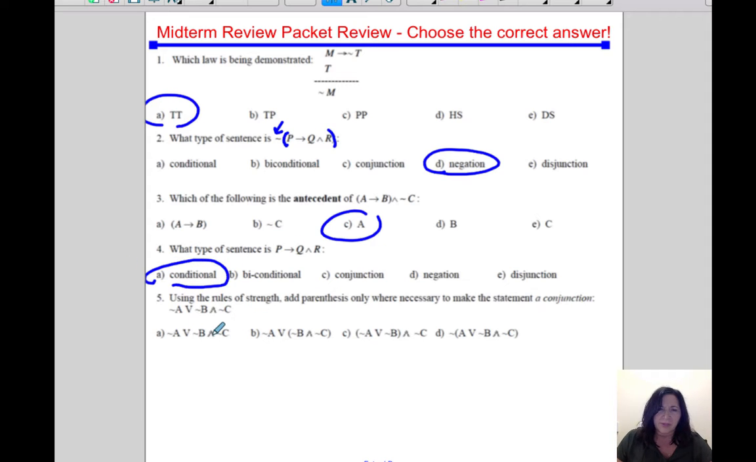Okay, and then this one says, using the laws of strength, add parentheses where it is needed to make it a conjunction. So they want it to be a conjunction, which is this. That means that whatever happens, that has to be outside of the parentheses. So if they want that right here, this is going to be inside parentheses like that for that to be outside. So what letter is that? It must be, that's here, C.